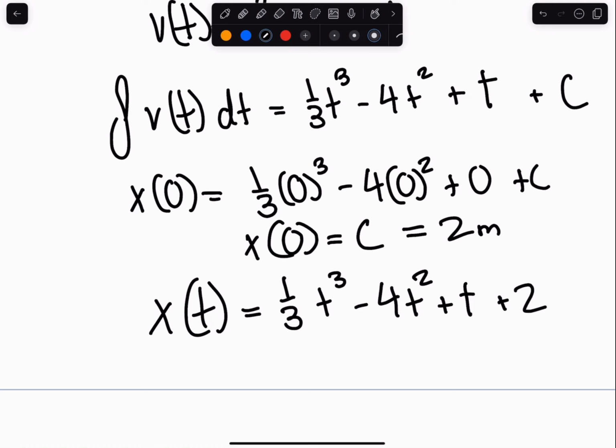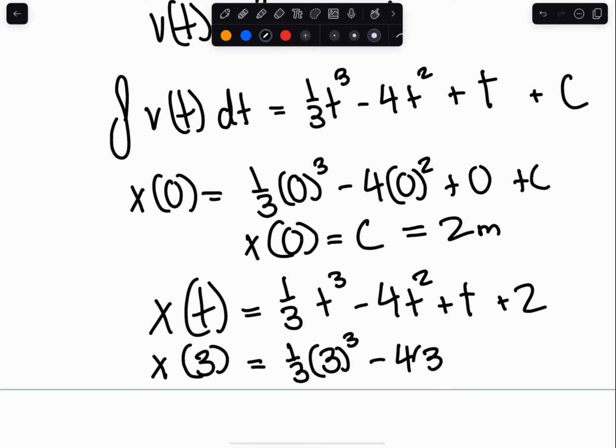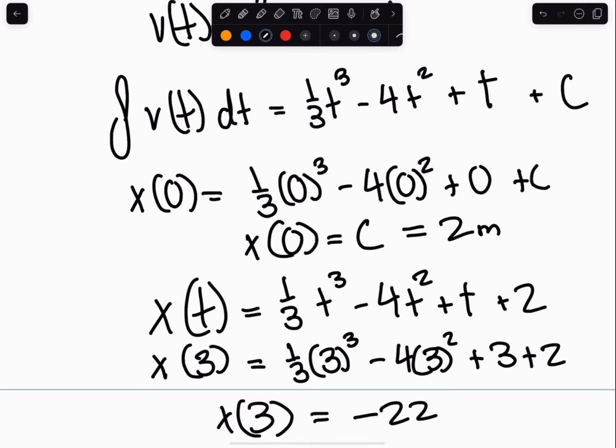Now for the last step of this problem. We want the position after 3 seconds. So to do that, we can just plug in 3 as t into our equation. And this eventually gets us to negative 22 meters, which is our final answer of the position at time 3.